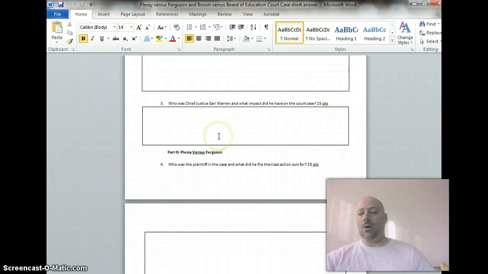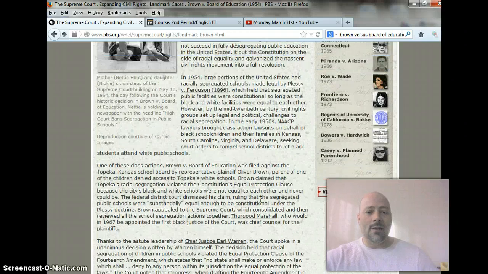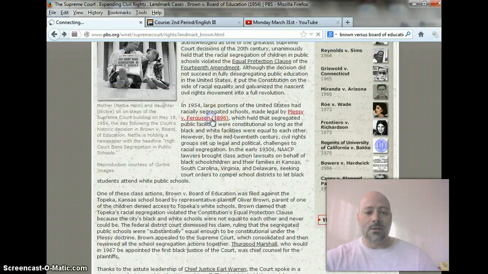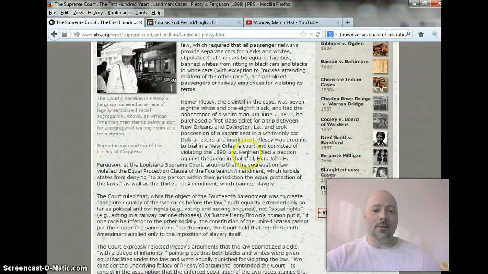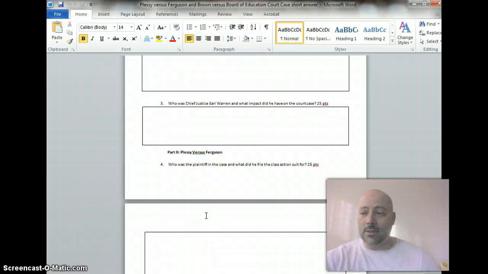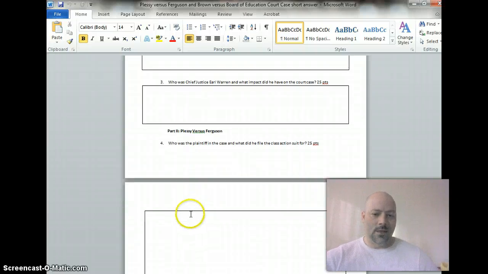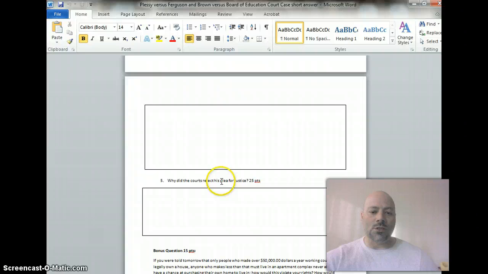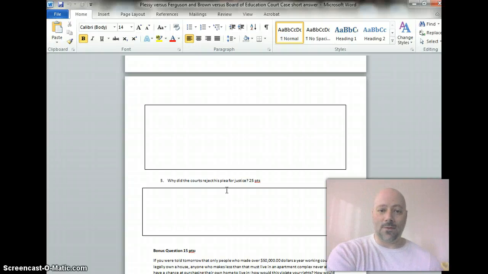After the first three questions, we move to the court case of Plessy versus Ferguson. We can get to that by going up here, where there is a hyperlink for Plessy versus Ferguson. Simply click on that and it'll switch you to the new court case. What we are asking is who was the plaintiff, who was basically Plessy, and why did he file his class action suit? Then question 5 is why did the courts reject his plea for justice? What did the court see that they did not see in his favor, which created this court case that helped create segregation, okay?